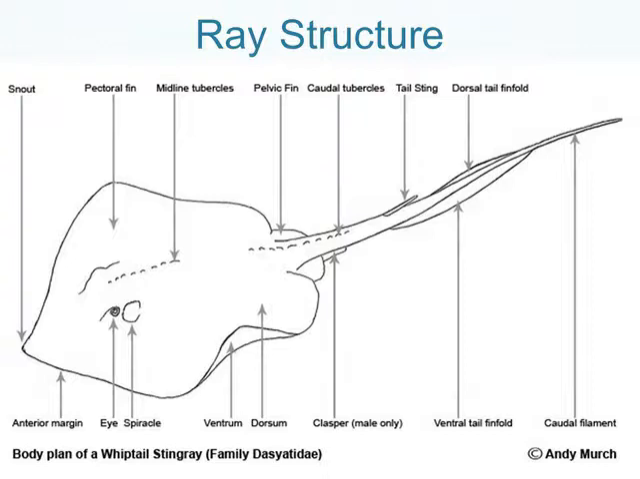tubercles. Not sure what that is, but they have pectoral fins and pelvic fins, and they don't exactly have a caudal fin. Their caudal fin turned into a long tail that, whether it's a stingray or a manta ray, will either have a stinger on it, that tail sting, or it won't. And then males also have claspers in this particular one.